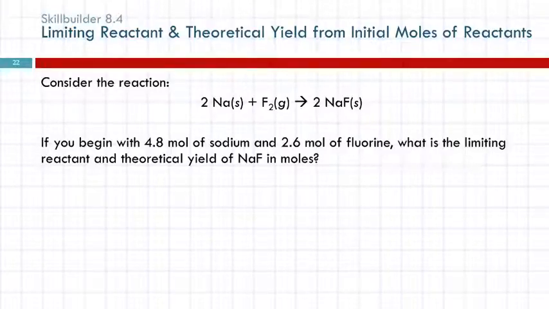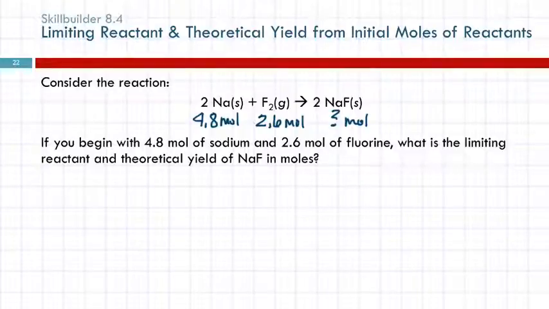Okay, so we read the problem, and then we take the information and we write the amounts under the formulas in the balanced chemical equation. So it says 4.8 moles of sodium. So I'm going to put 4.8 moles under sodium and 2.6 moles of fluorine, 2.6 moles of that. And the question is, how many moles of sodium fluoride?